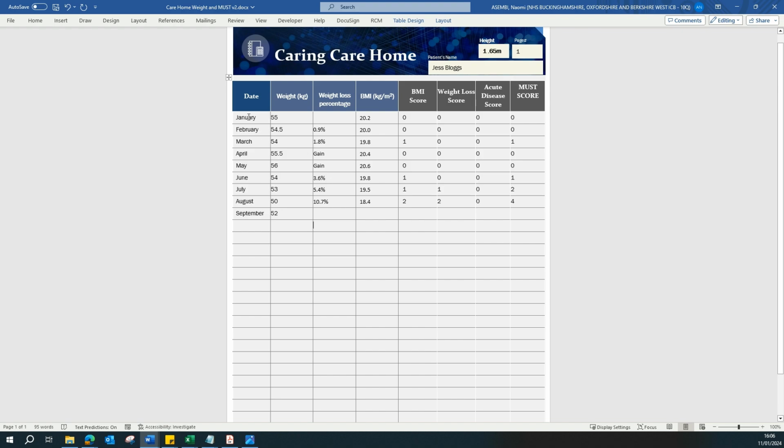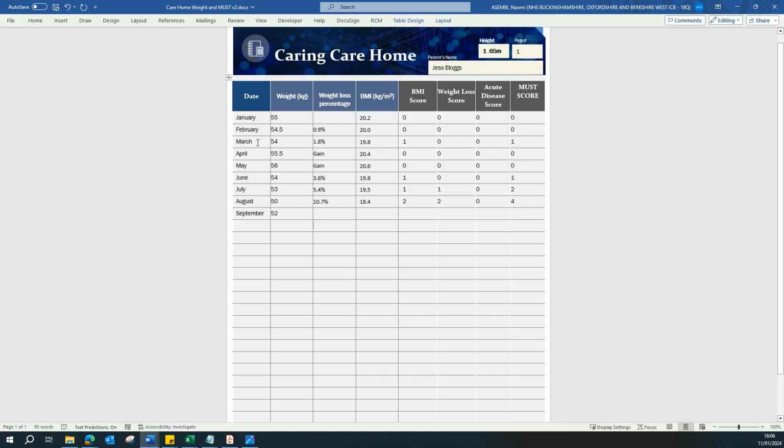So in January, that's when she was admitted to Caring Care Home, and relatives report that her weight was stable at 55 kilograms, which is a healthy BMI of 20.2, which is a MUST score of 0. At this point, there's no need for food diaries, no need for closer monitoring, just standard nutrition care. In February, we see a slight drop in her weight, but no immediate cause for concern. Her BMI is still in the healthy range and still an overall MUST score of 0.